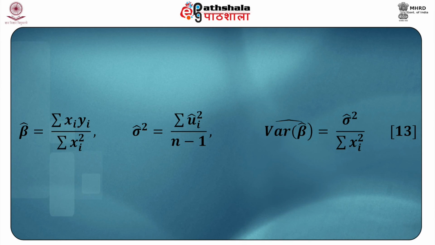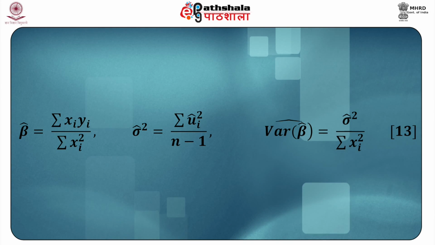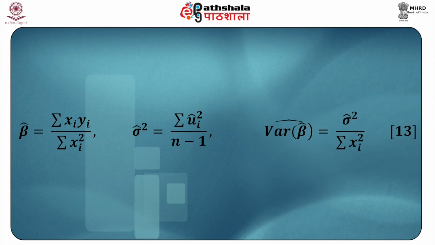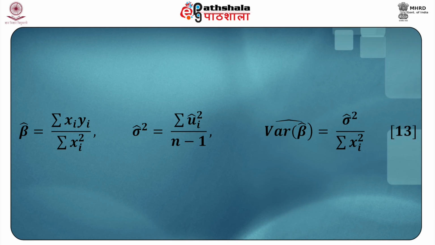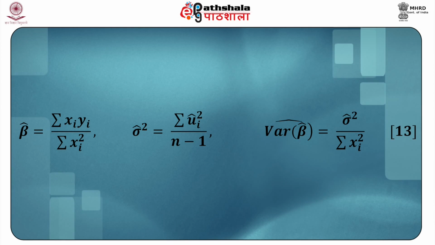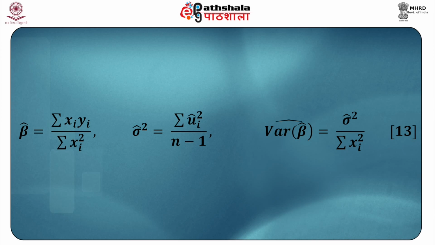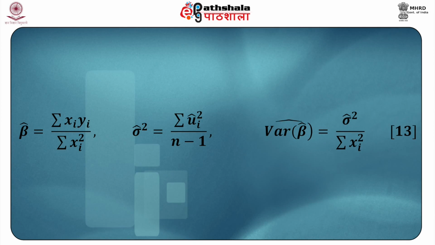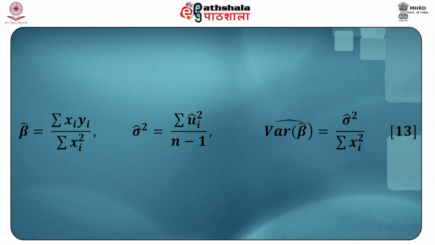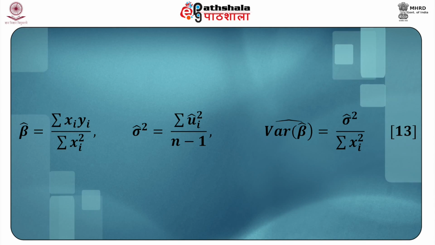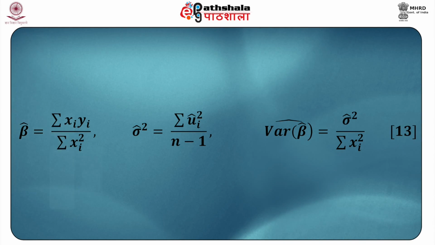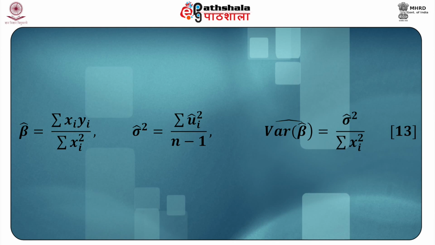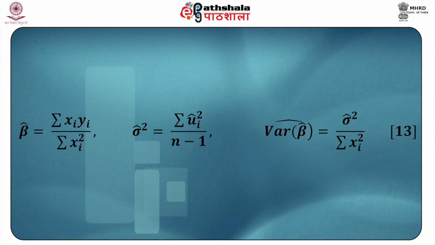beta hat is equal to sigma xi yi upon sigma xi square, and sigma hat square is proved to be equal to sigma mu i hat square upon n minus 1. Variance of beta hat estimate is equal to sigma hat square upon sigma xi square. This is our 13th equation.